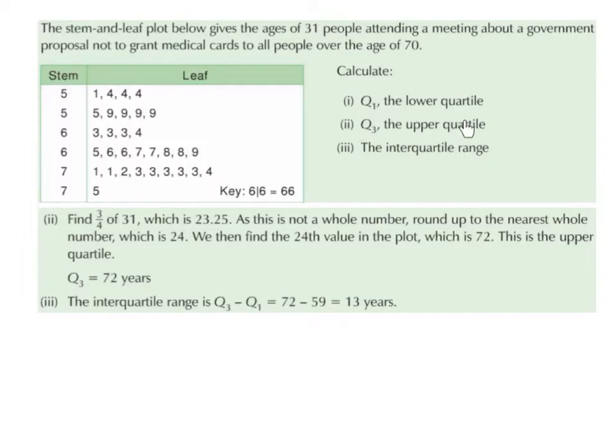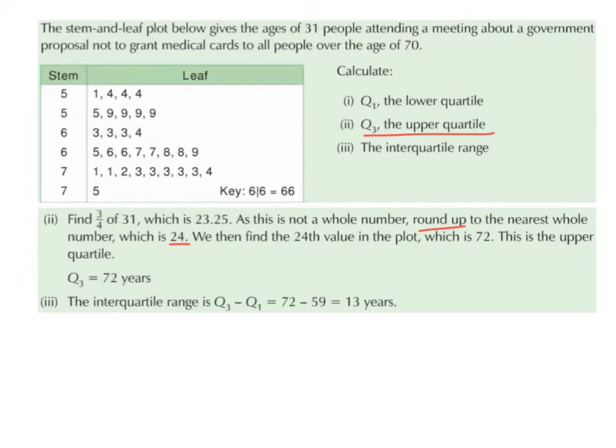So part 2, we need to find Q3, the upper quartile. Again, quartile sounds like quarter, so we have to find 3/4 of the amount of values. Again, we've got 31 people in total. So we get 3/4 of 31. We can either say 3/4 multiplied by 31 or else 31 divided by 4 multiplied by 3. Either way, we get 23.25. Again, this is not a whole number, so we have to round up to the nearest whole number. So 23.25 rounded up to the nearest whole number is 24.